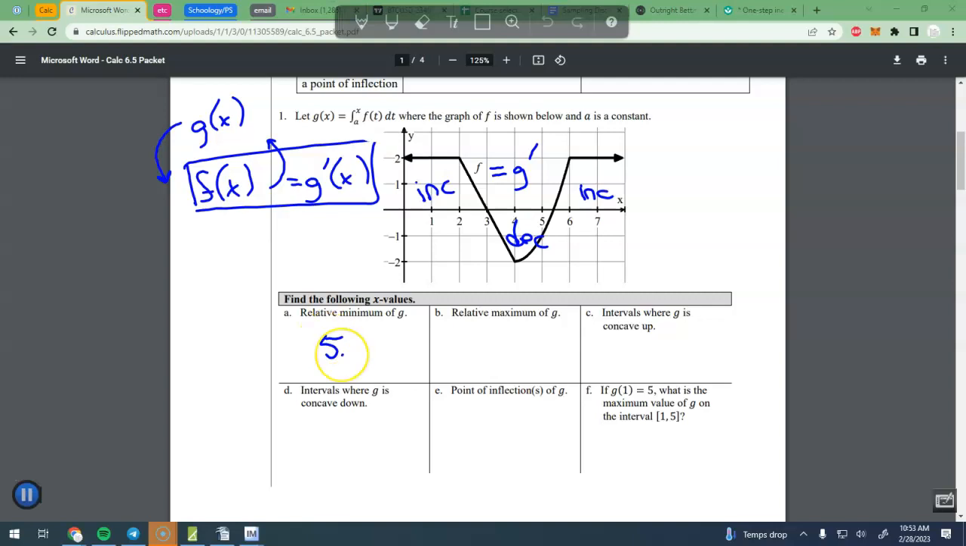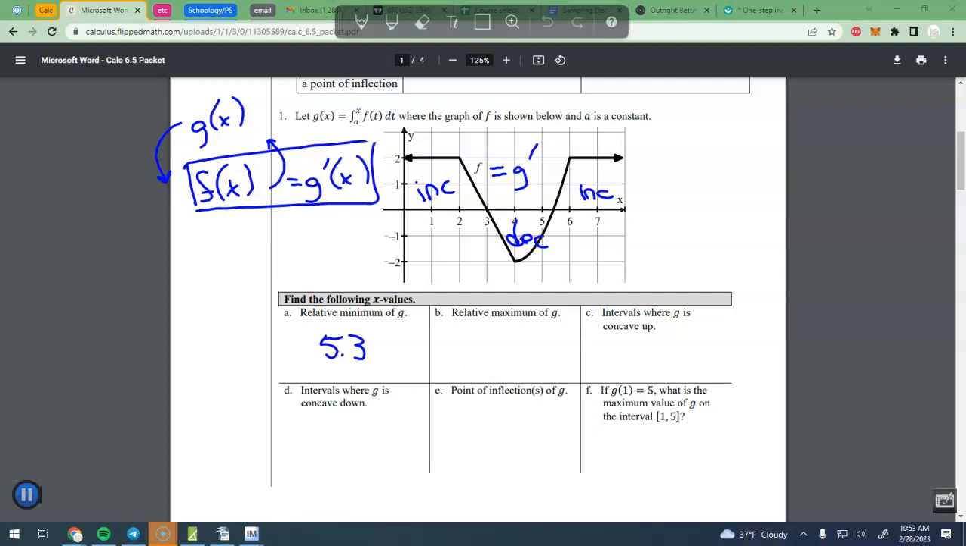5.3. I don't know. What did he put in the notes? 5 point what? 5.4. I said 5.2. Instead of worrying about the number, do we understand what I'm doing there?